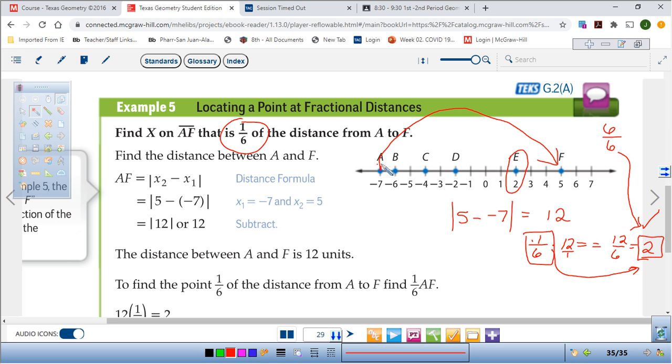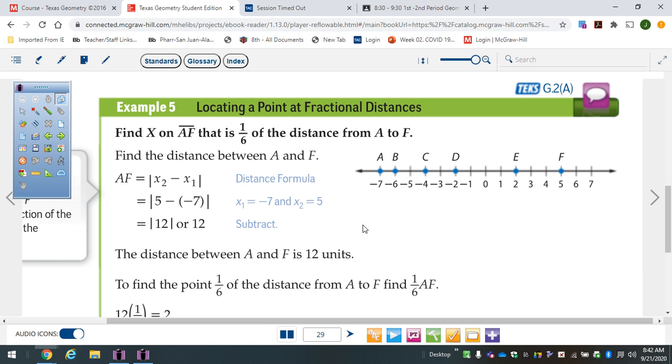How many is 2 units? It's going to be 1, 2. Is that right? Did we do it right? Let's see. Ready?